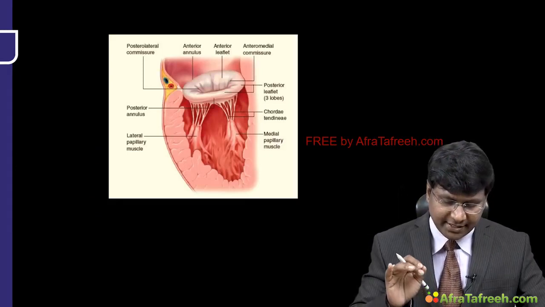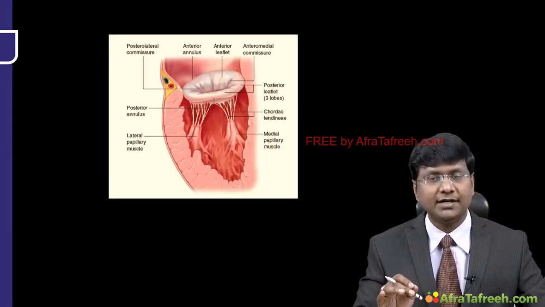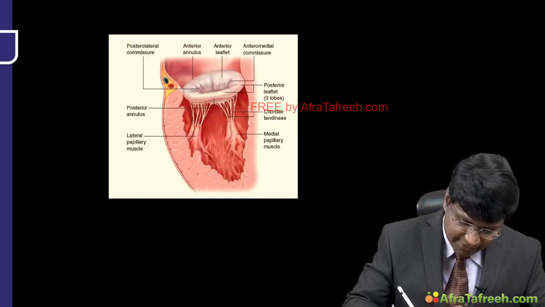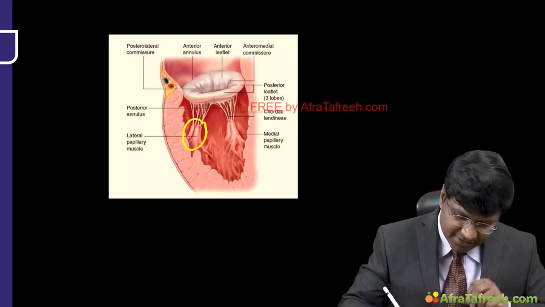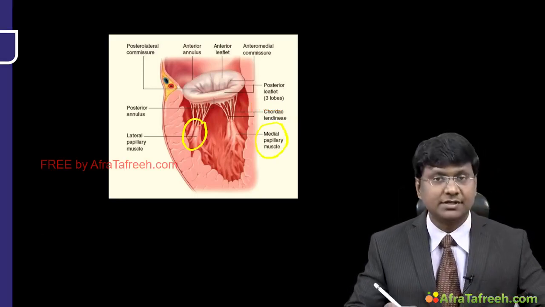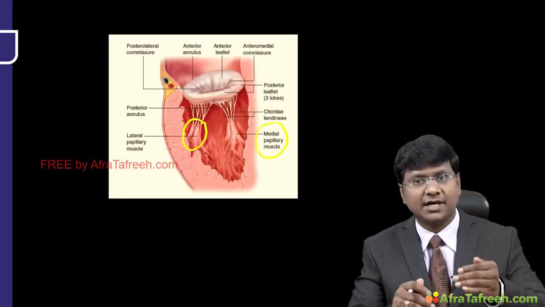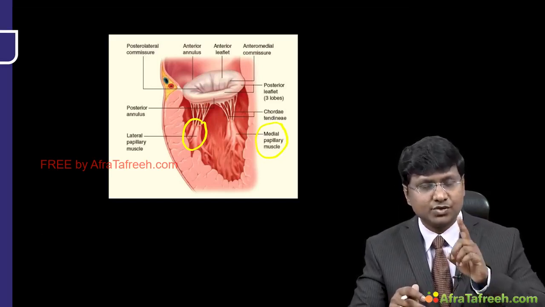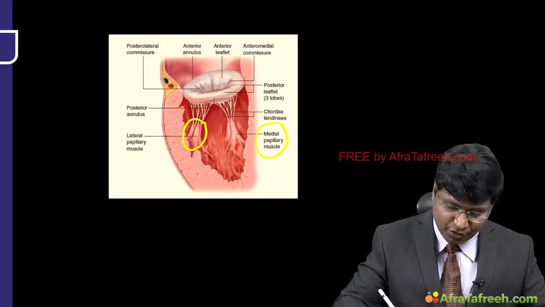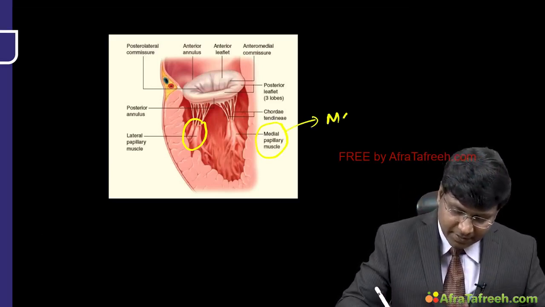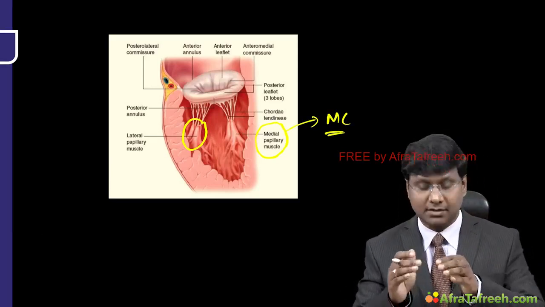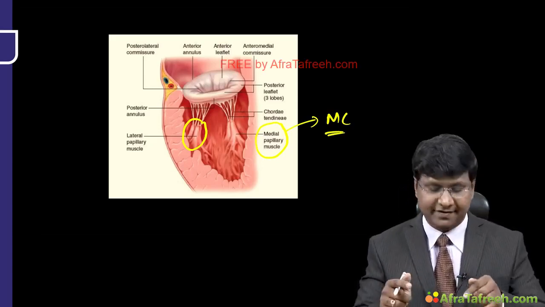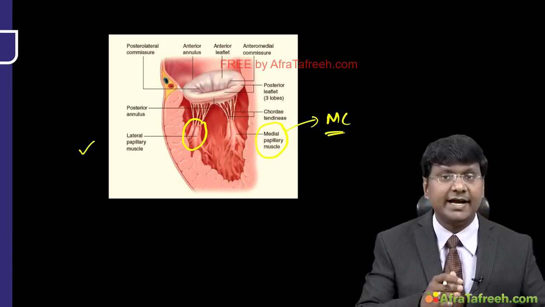Now you need to understand a very important point about the papillary muscles. You have two important papillary muscles: one is the lateral papillary muscle and the other one is the medial papillary muscle. Whenever there is an acute MI, which papillary muscle dysfunction is more common? Please remember, it is the posteromedial papillary muscle involvement that is most commonly affected compared to the anterolateral.